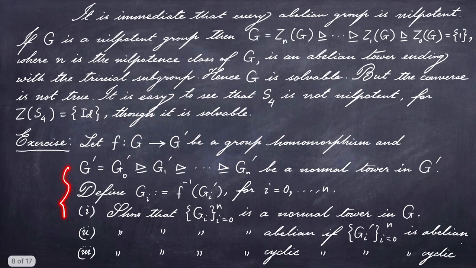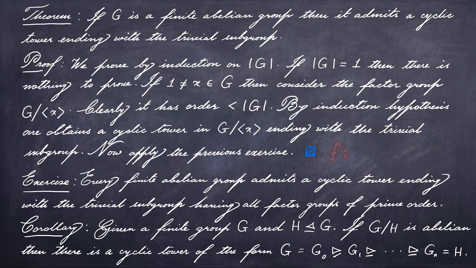Then we use this exercise with f equal to the quotient map from G to G modulo X. If f is the quotient map, then the cyclic tower that we have obtained, let's pull it back, and the rest is just a routine verification that this indeed gives us a cyclic tower in G, and the tower so obtained has the last term as this X. Now, in order to finish the proof of this theorem, let us add one more term, namely the trivial subgroup, to the tower obtained by pulling back the cyclic tower in G modulo X.